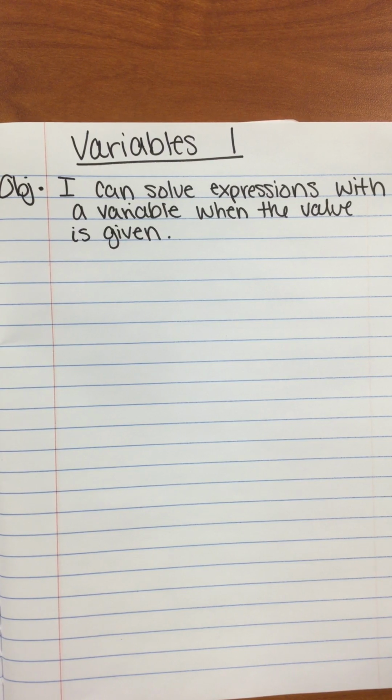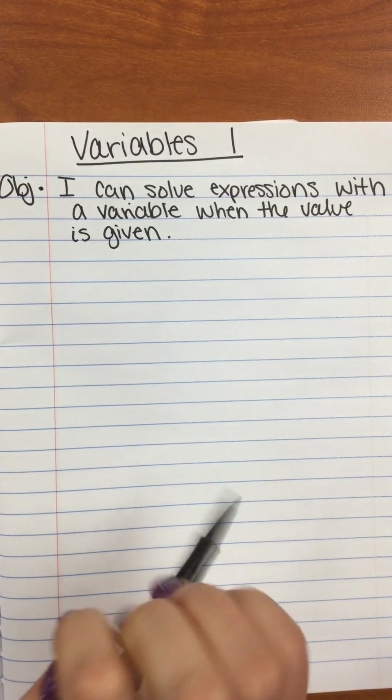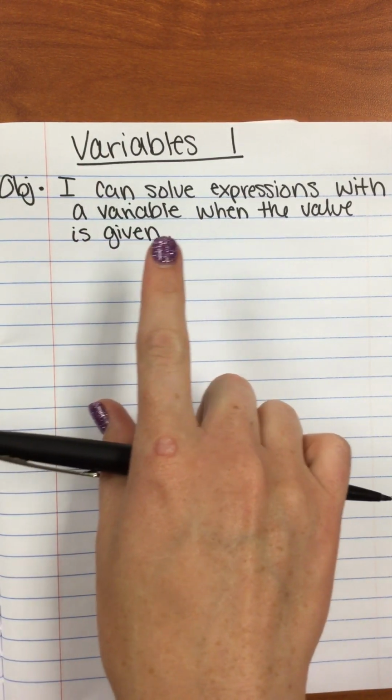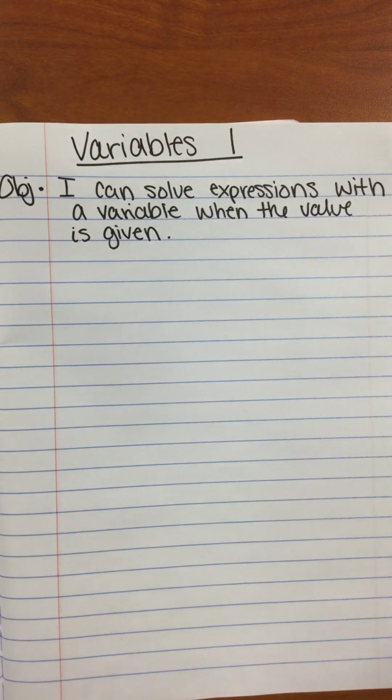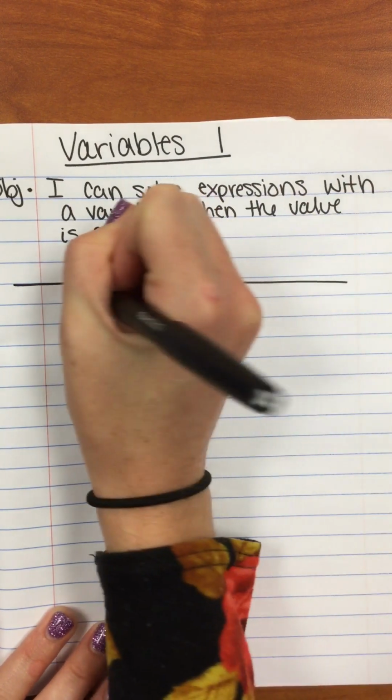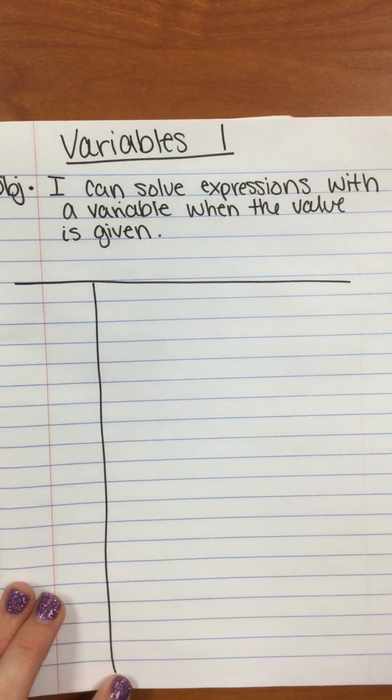Once you do that, go ahead and write down the objective. Pause the video so you can write it down. Our objective today is I can solve expressions with a variable when the value is given. Once you've done that, let's draw our Cornell notes so that we can start taking our notes today.